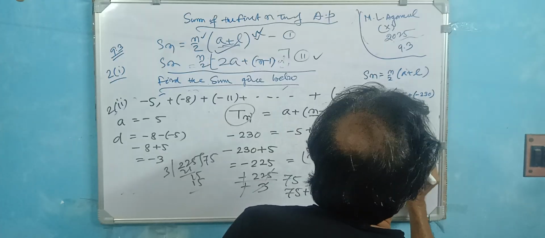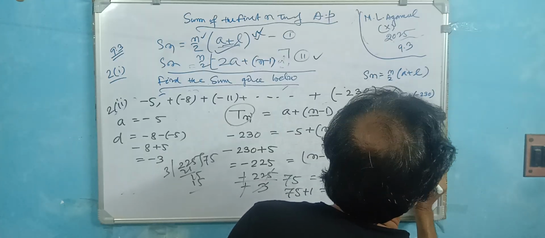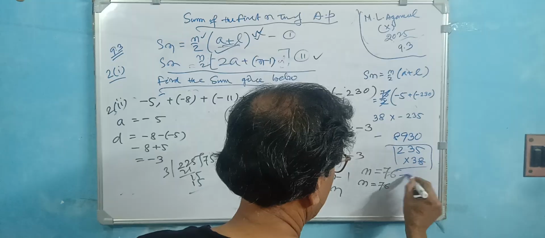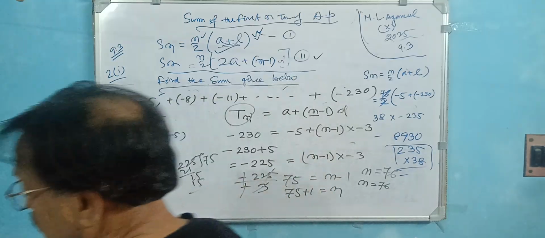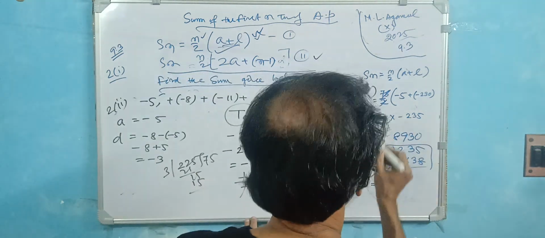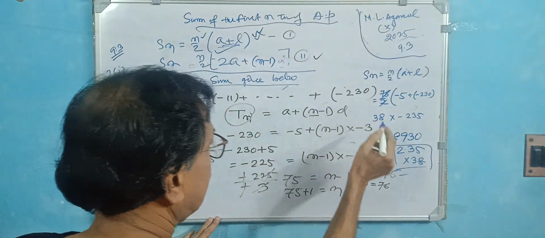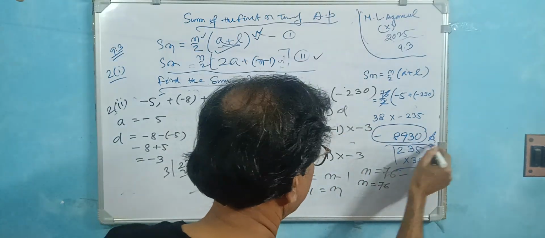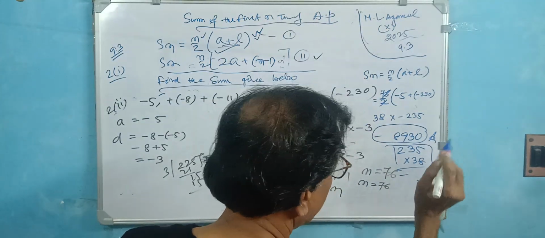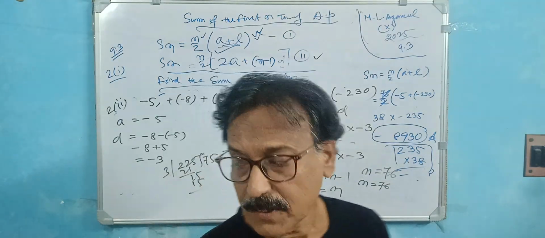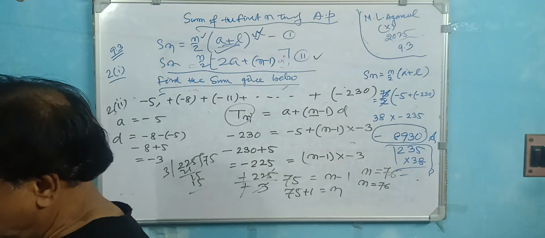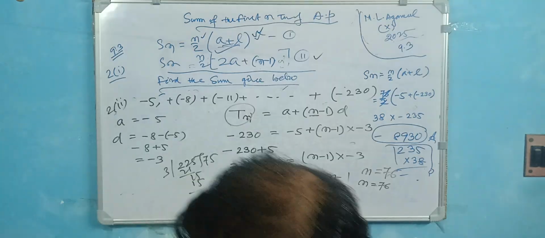8930. You get it by multiplying. Just multiply and the sign is minus. Okay, 8930. Clear? So what is the value of the sum? Sn is this. This is the answer. It is minus because of multiplying a minus. Okay, so 8930. This is the answer. Clear? So in this way you solve the sum. No problem at all. Clear?